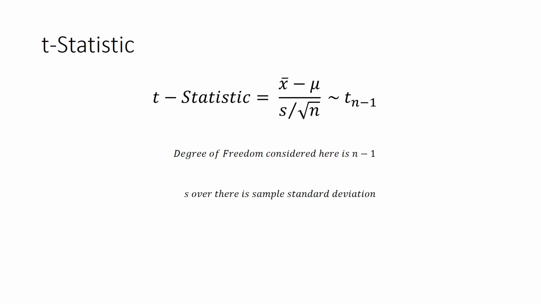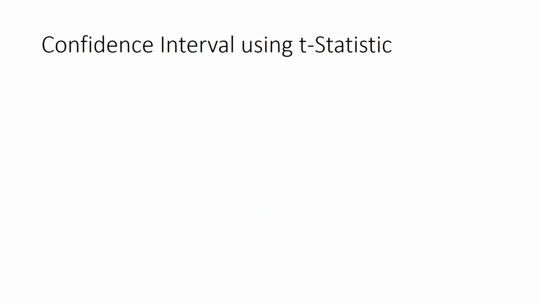S over here is the sample standard deviation, like I said, and sample standard deviation is given by this formula. S is equal to the square root of summation over x of i minus x bar the whole square divided by n minus 1. Now, confidence interval using the T statistic.